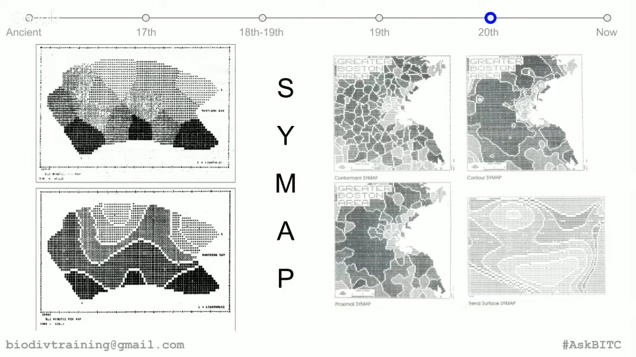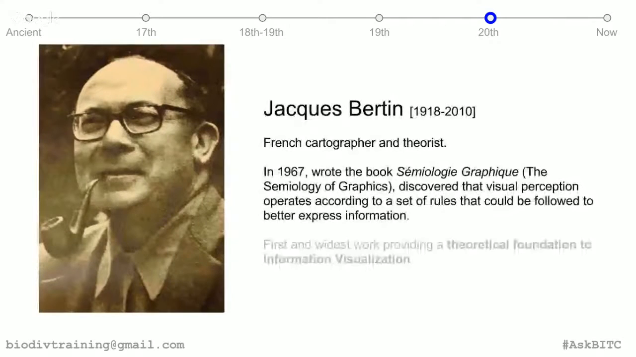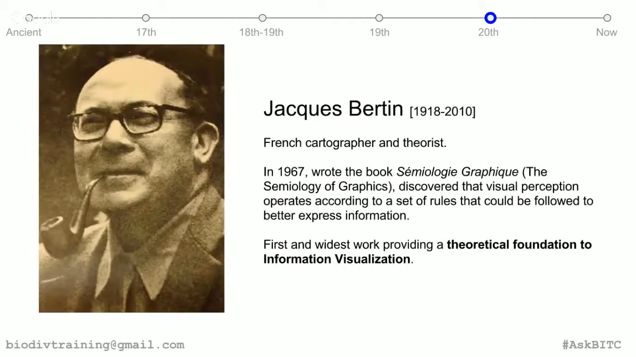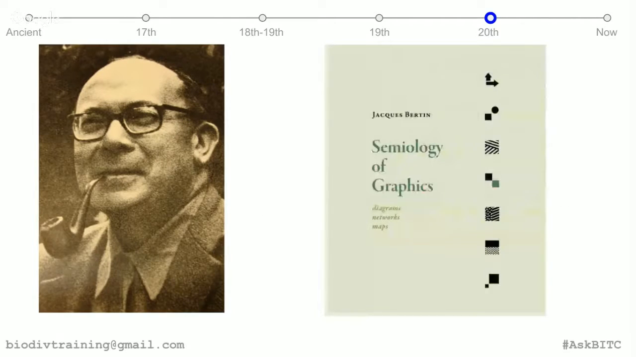Going back to the visualization and leaving GIS for a minute, now come two VIPs who wrote a groundbreaking book each. The first one is Jacques Bertin, a French cartographer who discovered that visual perception operates according to a set of fixed rules, and those rules can be followed in order to better express information. This book is called The Semiology of Graphics, and is one of the theoretical foundations of information visualization.